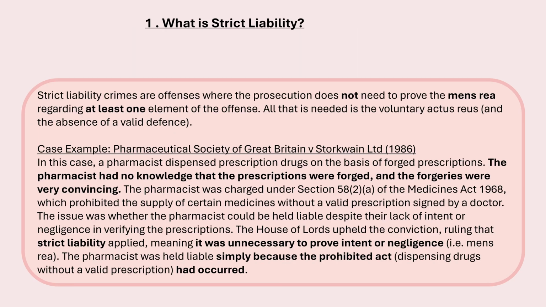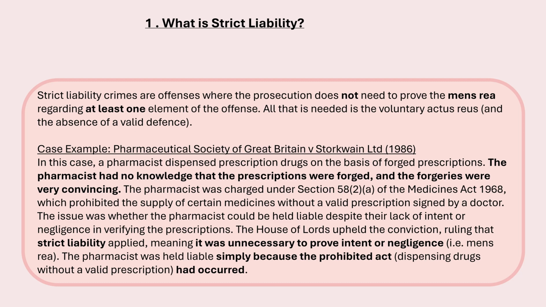Strict liability crimes are offences where the prosecution does not need to prove the mens rea regarding at least one element of the offence. All that is needed is the voluntary actus reus, and of course the absence of a valid defence. An example of a strict liability crime is shown in the case of Pharmaceutical Society of Great Britain v. Storkwain.